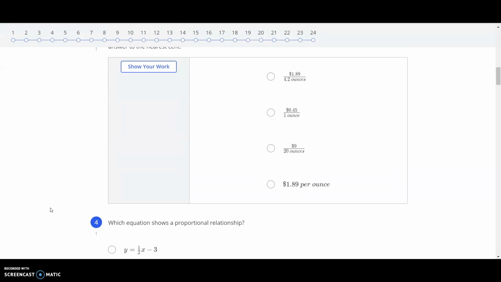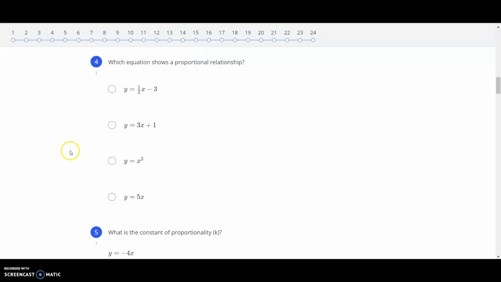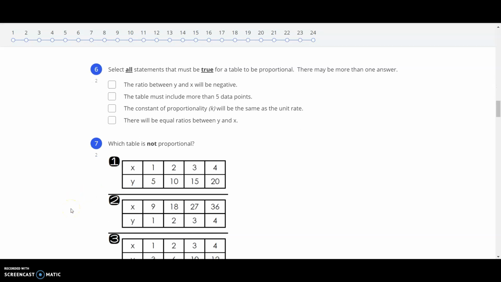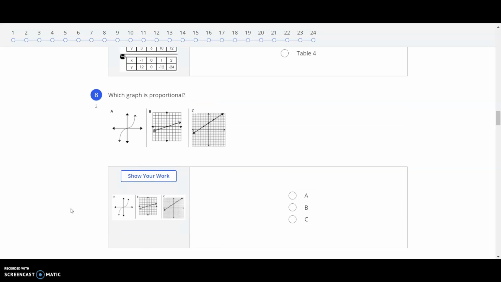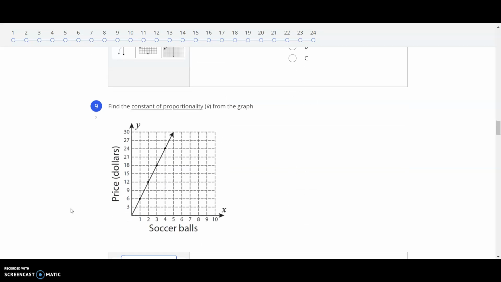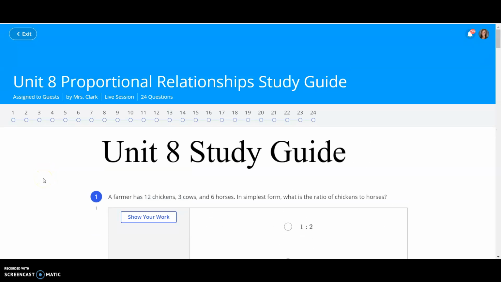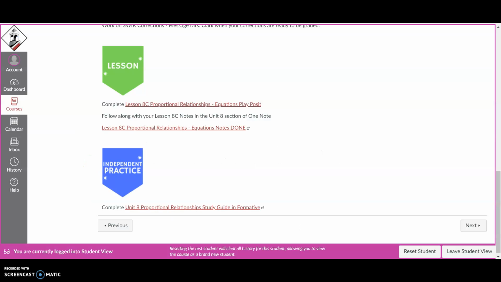So it starts with ratios, it's got some unit rates, it talks about how to know if equations are proportional, which you will learn today, and how to find your constant of proportionality. I give you some tables. It's got some graphs in it. So a lot of it is just finding the K value, finding the constant of proportionality. Please let me know if you have any questions when you do your study guide.